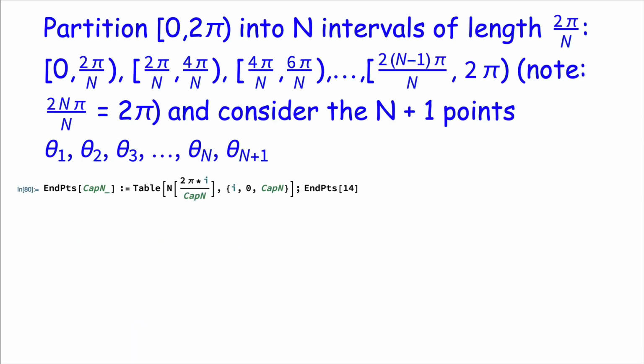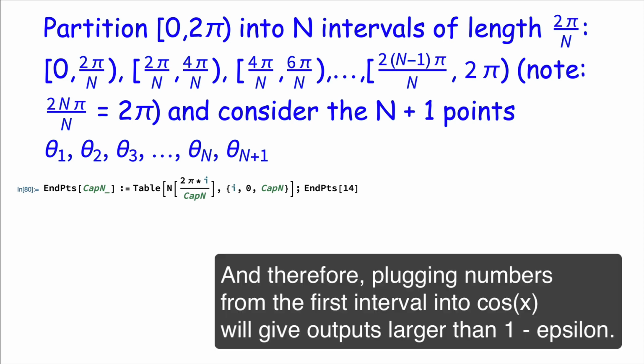Now partition the interval from 0 to 2 pi into capital N intervals of length 2 pi over capital N. Remember that 2 pi over capital N is less than delta. So the first interval goes from 0 to 2 pi over n, the second from 2 pi over n to 4 pi over n, the third from 4 pi over n to 6 pi over n, etc. The last interval will go from 2 times (n minus 1) times pi over capital N to 2 pi.